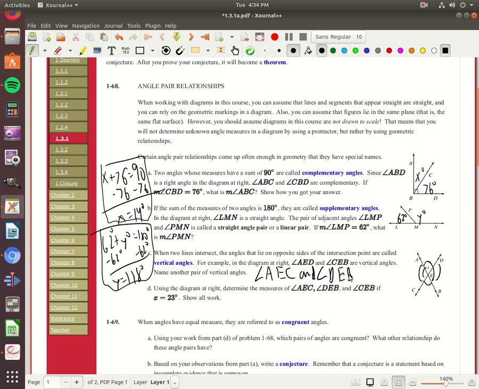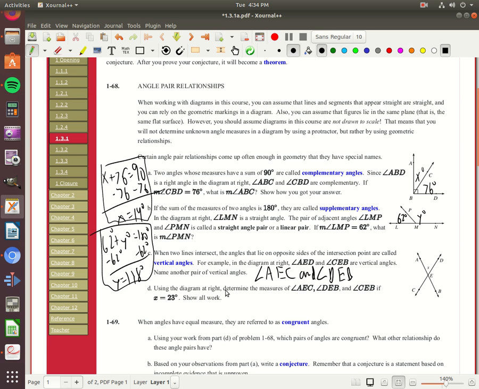By the way, hopefully you remember this from Integrated 1. We could have called this CEA or AEC. It doesn't matter as long as the E's in the middle, just like it's in the middle of the letters. And this could have been DEB or BED. It wouldn't matter, right? Now, we'll go back over here, clean this up, and answer question D.